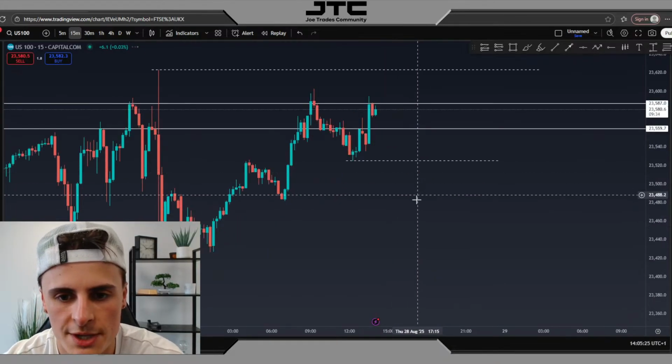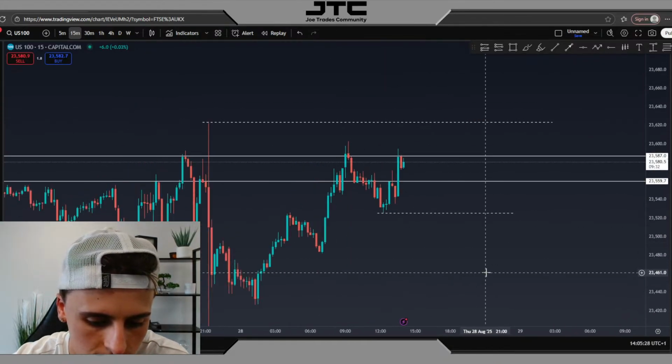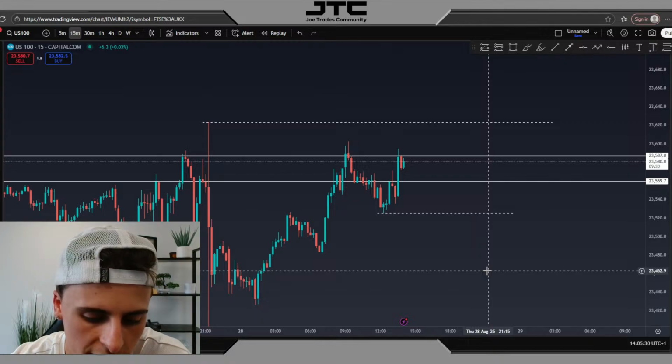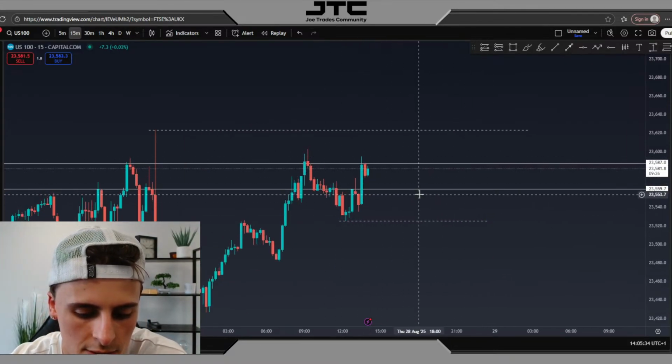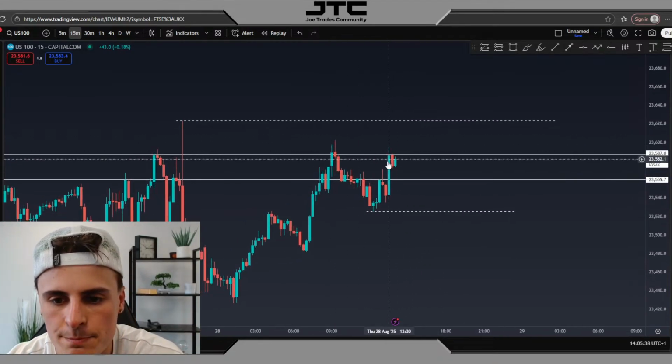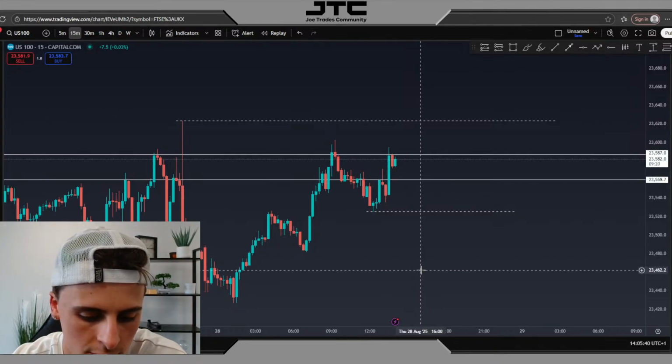On Nasdaq, I'm watching this range here. Yeah, I'm watching this range here on Nas. Buys above here, sells below here.